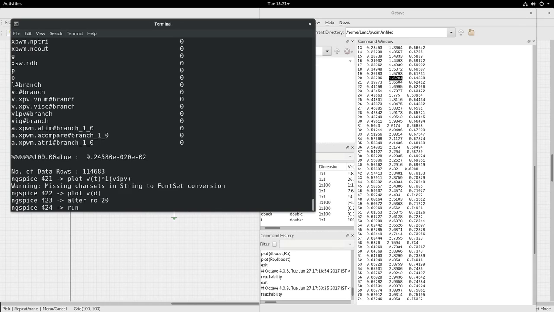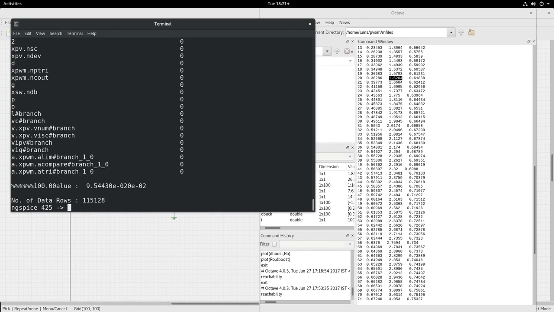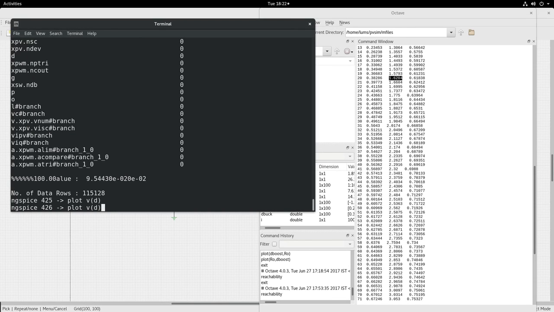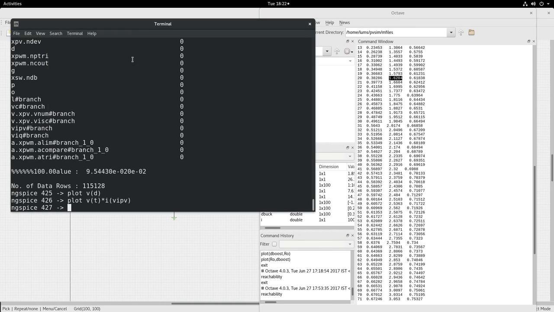Run, and you will see VD is the same, still 0.62. And let me plot the input power. You see the input power has dropped below 10 watts, which is really poor.